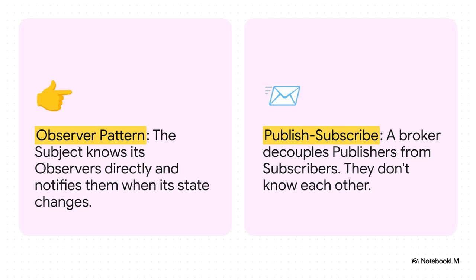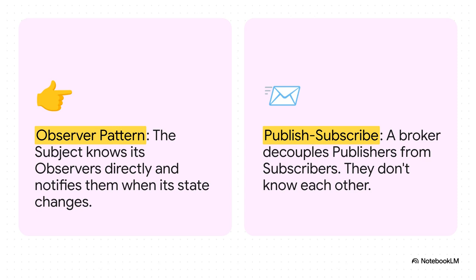This is a perfect job for the observer pattern. It sets up a simple one-to-many relationship. The subject, that's our weather station, keeps a list of all its observers, the displays, and notifies them directly when something changes. But it's worth knowing about a close cousin, the publish-subscribe pattern.